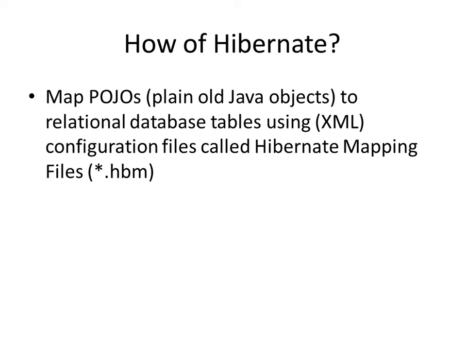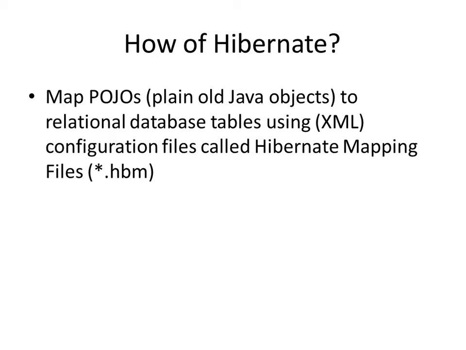So how does Hibernate work? Basically what you do is you map POJOs. POJOs are nothing but plain old Java objects, or simple vanilla Java objects with no dependencies on any external jars. It does not depend on any application server. You can run a POJO within a simple JVM. You don't need anything else for POJOs. So you map your POJOs to relational database tables using configuration files called Hibernate mapping files.